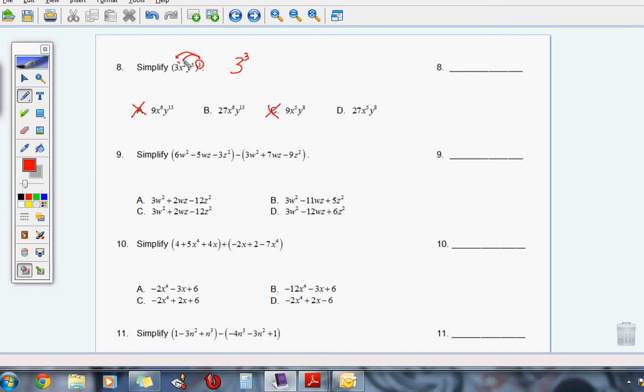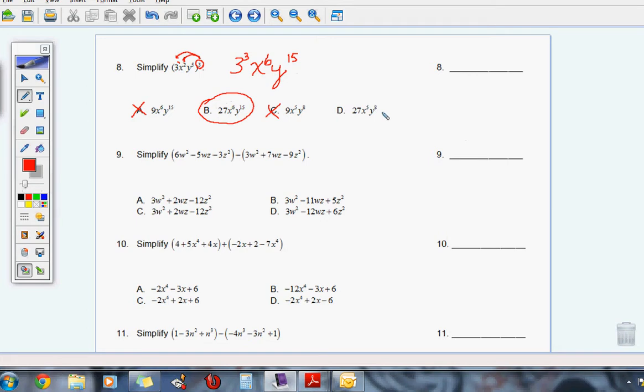You bring the 3 to the 2. So now I have x to the, well, this is a power of a power, so that rule is to multiply. So 3 times 2 is 6. And then 3 times 5, when you bring it through to the y, would be 15. So you can see right here, 3 cubed, like I said, is 27. x to the 6th, y to the 15th. That would be choice B.